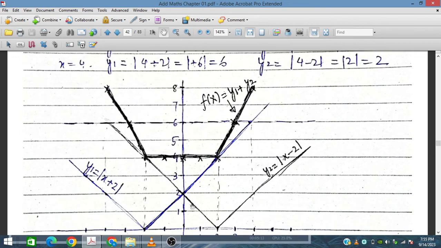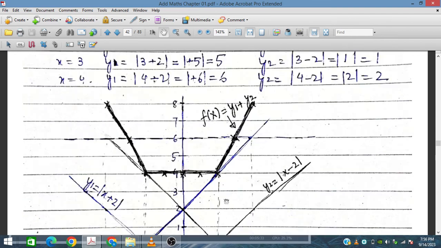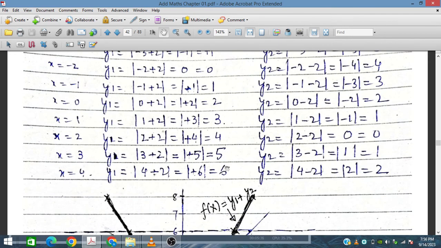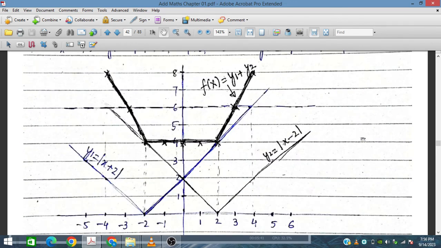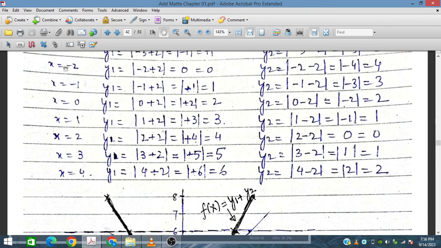So this curve is y is equal to modulus of x minus 2, and this blue curve is y is equal to modulus of x plus 2. At x is equal to minus 2, this is 0. At x is equal to 2, this is 0. So we have drawn this graph, and from this graph we can see that for x between minus 2 and 2, this is 0 plus 4.